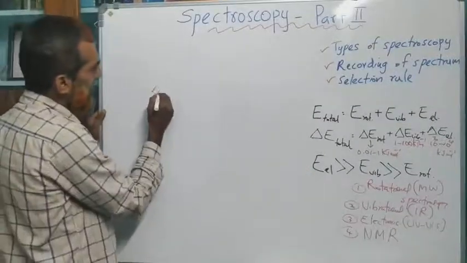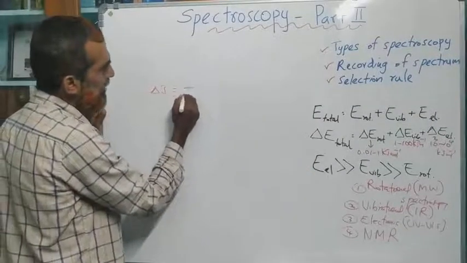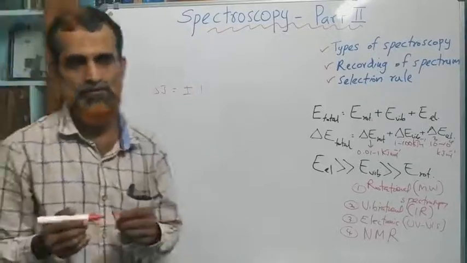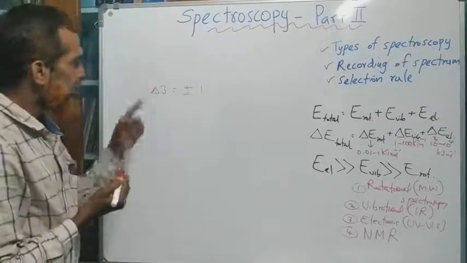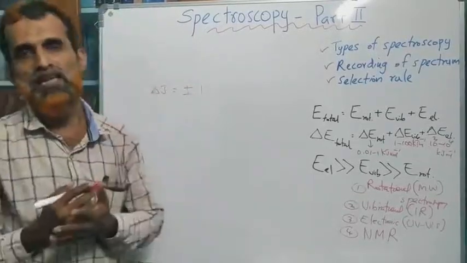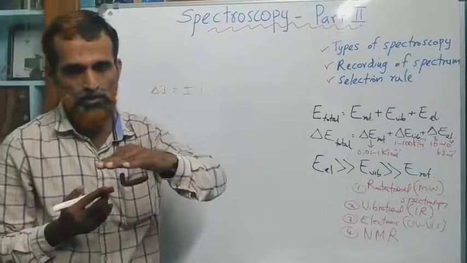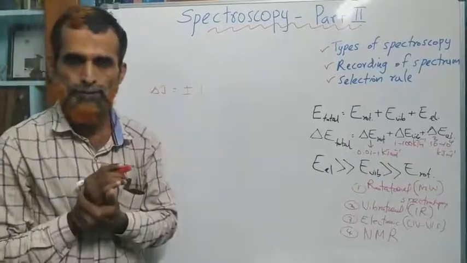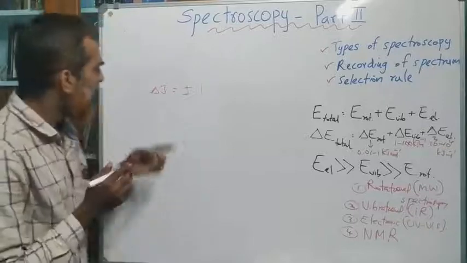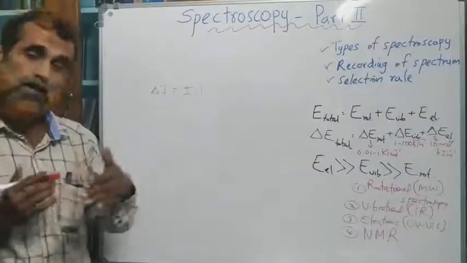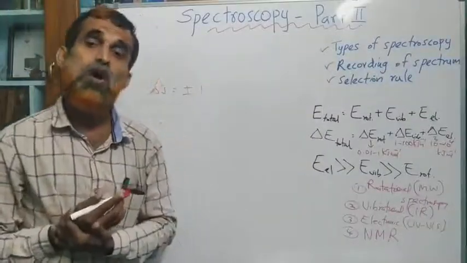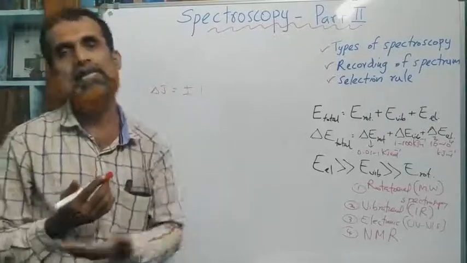In rotational spectroscopy also, delta J equals plus or minus 1. That is the selection rule again. The change in rotational quantum number can be 1 only. That is, from J equals 0, the molecule can go to J equals 1 only.